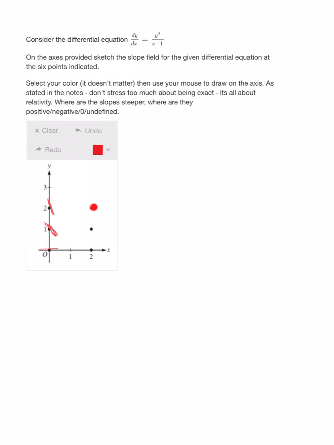When the points jump over here, we have the same y coordinates, but the x is now positive 2. 2 minus 1 is 1, so it's going to be the same values, just positive. So I just need to draw that. So here's 0, here's 1, roughly, and here's 4, roughly. That's all. Next one.